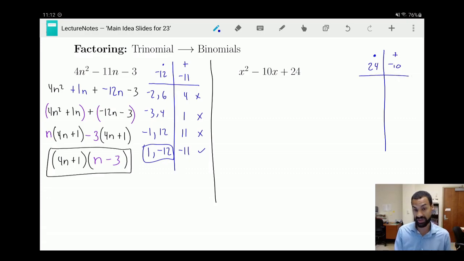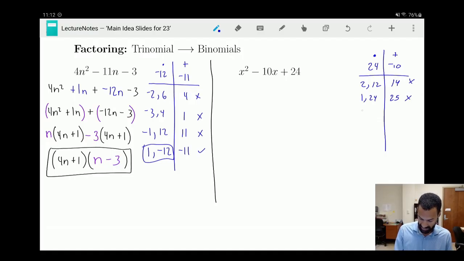Okay, I need two numbers that multiply together to be 24, but add together to be -10. I'm going to look through some numbers here, like 2 and 12. Those multiply together to be 24, but they add up to 14. That's not -10, so we're going to scratch that out. We could do 1 and 24. Those add up to 25, though, so that's not good.